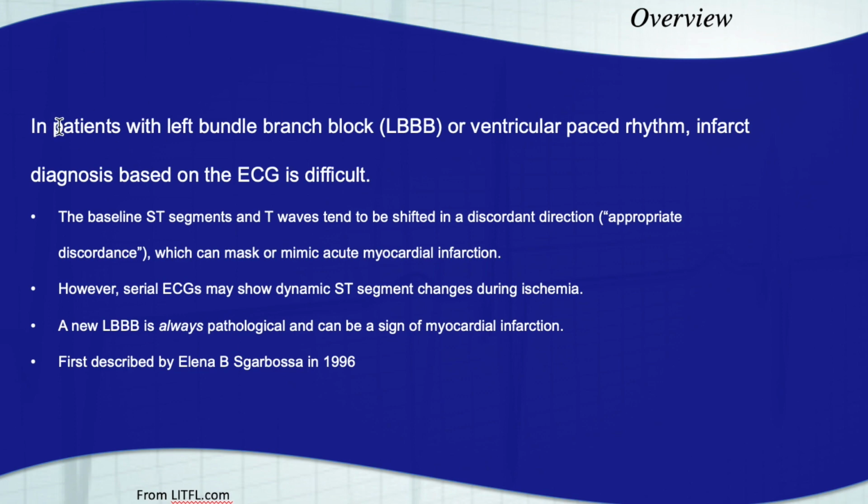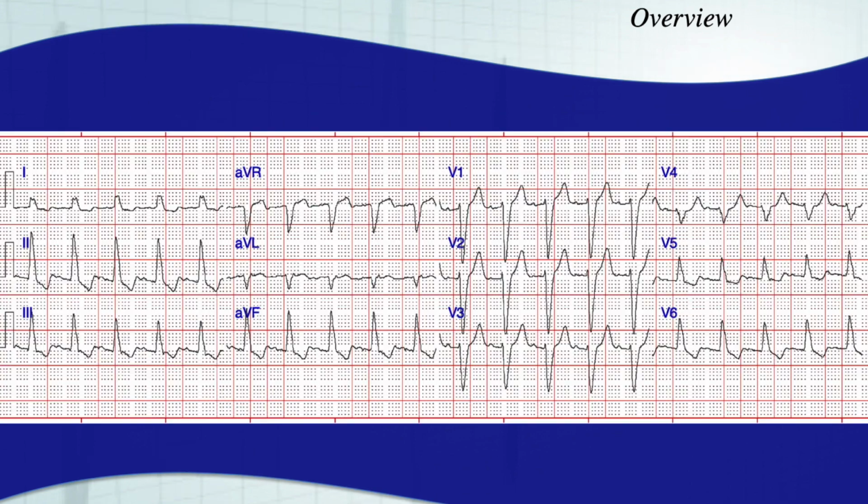So normally, Dr. Sgarbossa identified that in patients with left bundle branch block or a ventricular paced rhythm, the infarct diagnosis based on the ECG is very difficult. And she noticed that the norms for this patient is much like this one that we were looking at. There could be some ST segment elevation on this 12 lead that is normal, that is not indicative of an MI. In fact, you'll have more ST segment elevation on a left bundle branch block 12 lead than on your typical 12 lead without an intraventricular conduction delay. And that could look like an MI when in fact there isn't one present. So we call that an STE mimic typically.